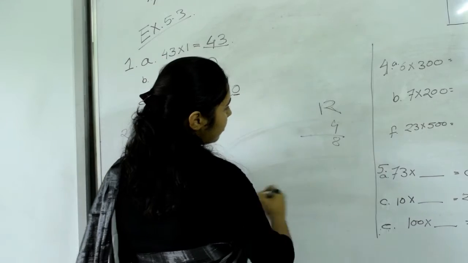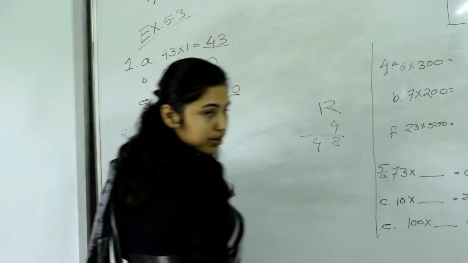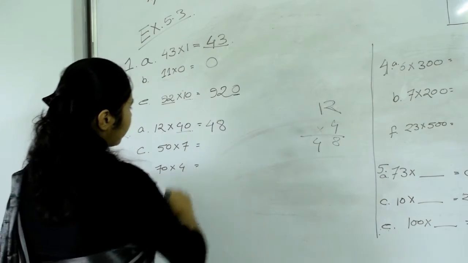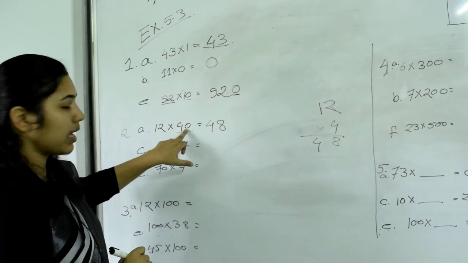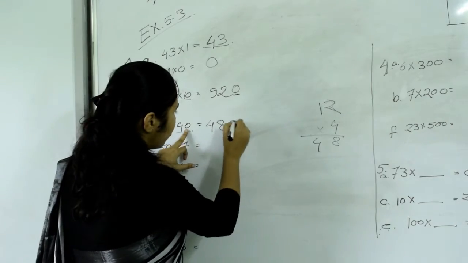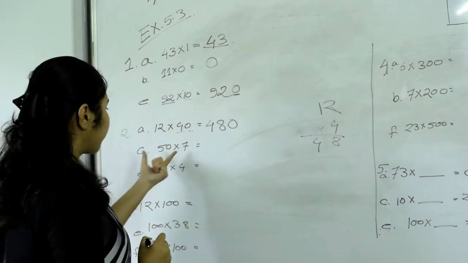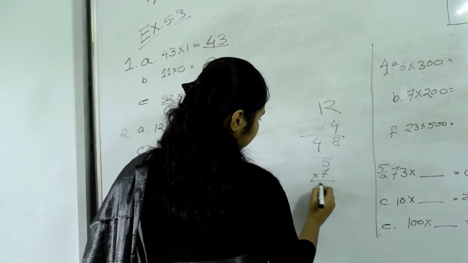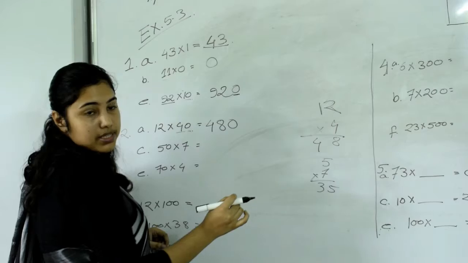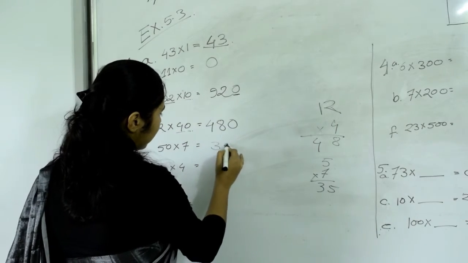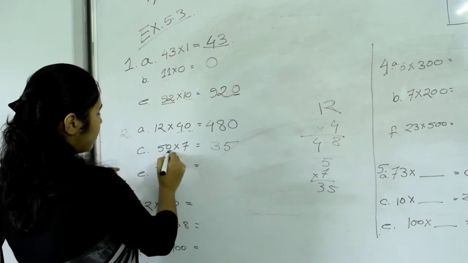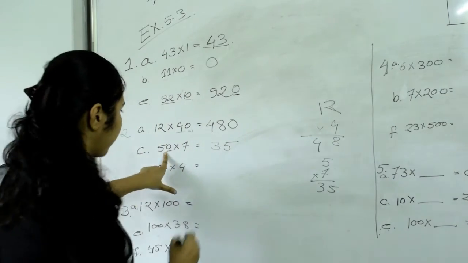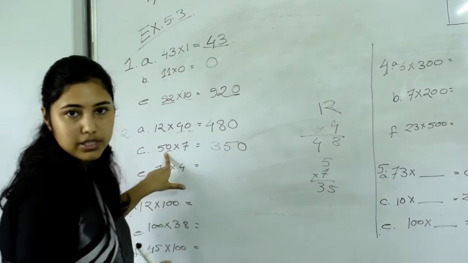4 2s are 8 and 4 1s are 4, right? So here write 48 and then add this 0 in 1's place. Next, 50 into 7. So first multiply 5 and 7. We know that 5 7s are 35. So write 35 and then add this 0, because 50 is also a multiplier of 10. So write 0 in 1's place.